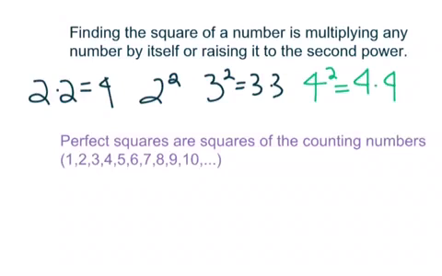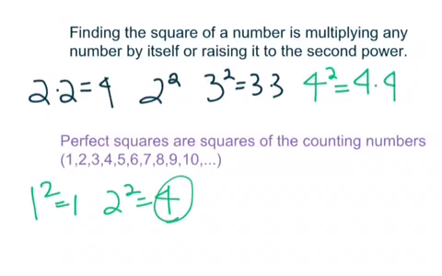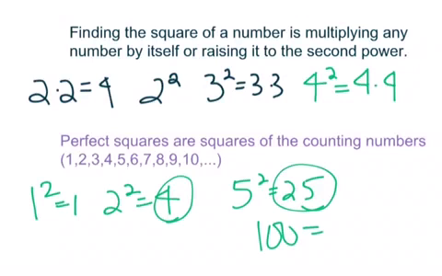Then we're going to talk about perfect squares, which are squares of just natural counting numbers. So that's 1 squared, which equals 1. 2 squared, which equals 4, so 4 is a perfect square. 5 squared, which equals 25, that 25 is a perfect square. 100 is a perfect square because that's 10 squared.